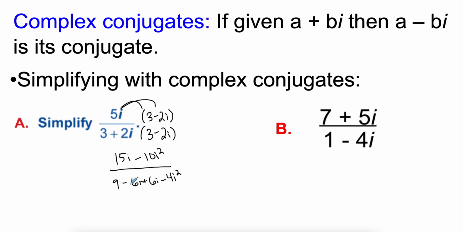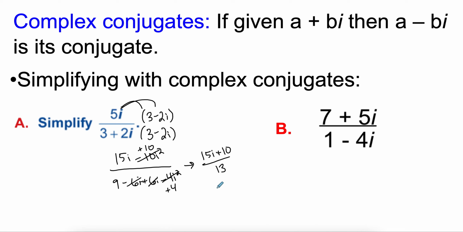And then from here, simplify everything out. So we see those cancel out. And then we can fix our I squared. So that would turn to a plus 10. This down here would be a plus 4. And then we'll rewrite this fraction. So 15i plus 10 in the top. And the bottom would be a 13.